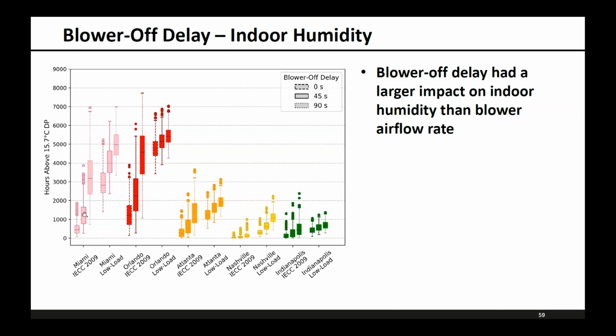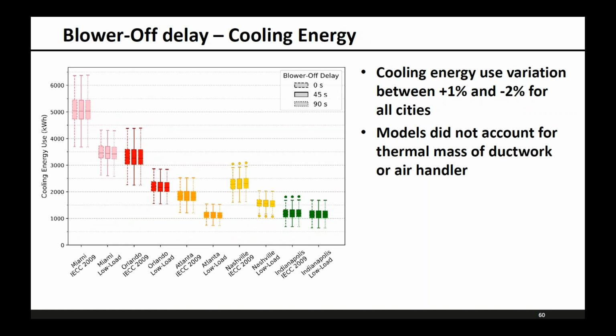Seeing in the ICC home, when you go from a 45-second down to a 0-second blower off delay, there's a pretty sizable reduction. And then looking at the cooling energy associated with that change, once again, we see very little impact on the cooling energy use, between plus 1% and minus 2% for all cities that we looked at.